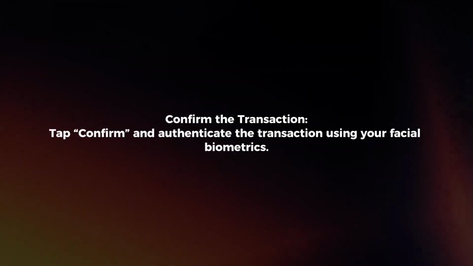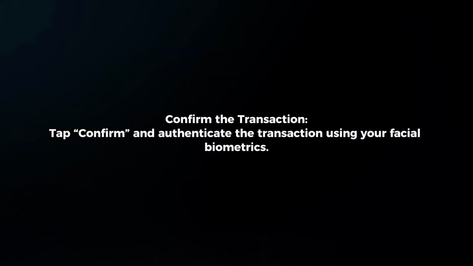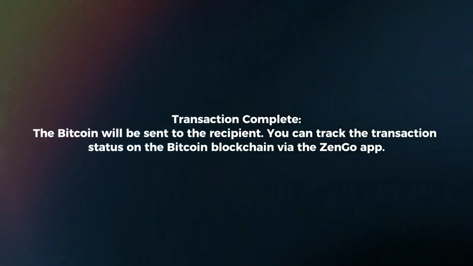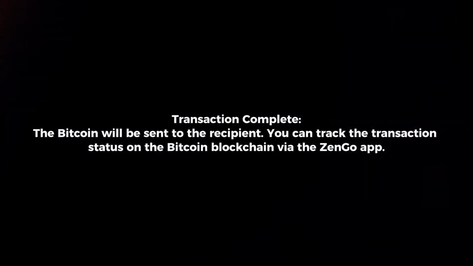Confirm the transaction. Tap Confirm and authenticate the transaction using your facial biometrics. Transaction complete. The Bitcoin will be sent to the recipient. You can check the transaction status on the Bitcoin blockchain via the ZenGo app.